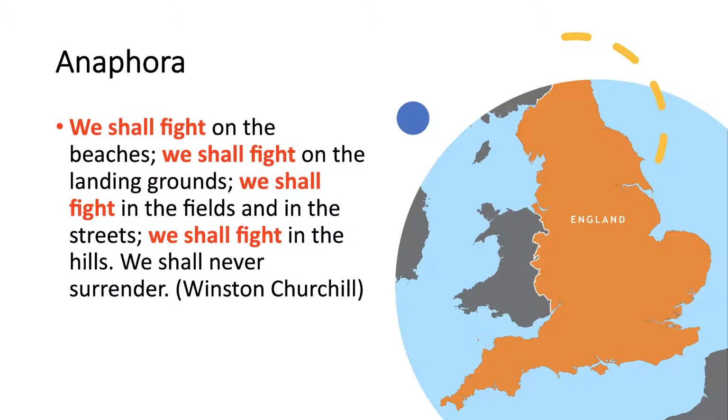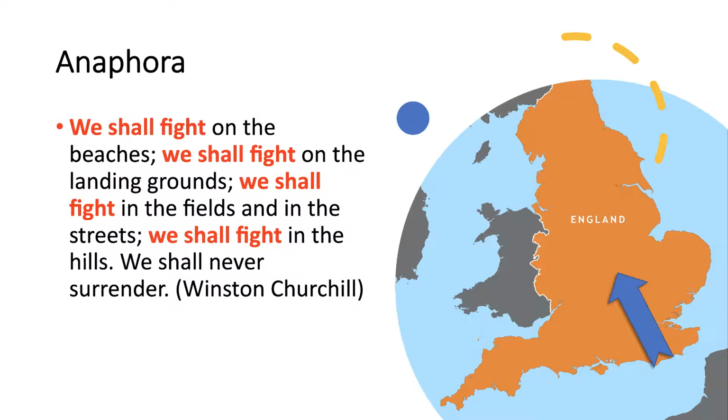One is that geographically, he's saying that we're never going to surrender no matter how far they succeed in taking the fight. Notice that they're going to begin fighting on the beaches, but then if they push past the beaches, then they'll continue to fight on the landing grounds. And if they push past the landing grounds, they're going to fight in the fields. And if they don't succeed in the fields, once they're in the streets of London, they'll continue to fight. And if they have to, they'll continue to fight once they're in the hills.